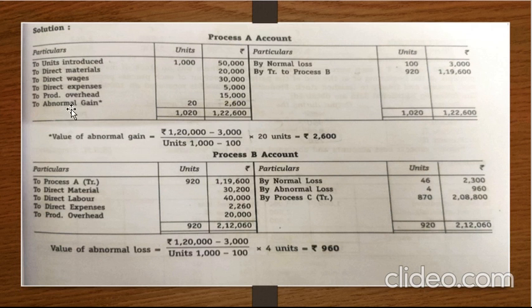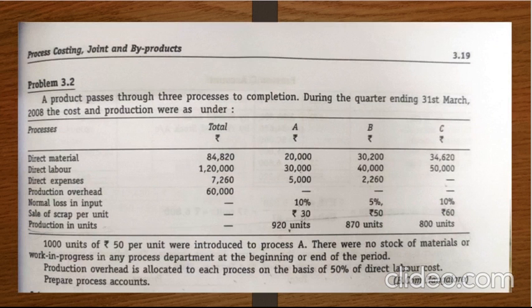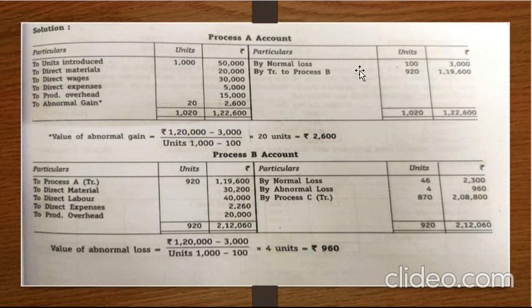Next, you have your normal loss. So loss is something which is going out. They have stated in the question that your normal loss is 10%. So 10% of your input is normal loss. So your input is how much? 1,000 units here. So out of 1,000 units, normal loss is 10%. So 1,000 into 10% will give you 100. So now 100 is your normal loss.